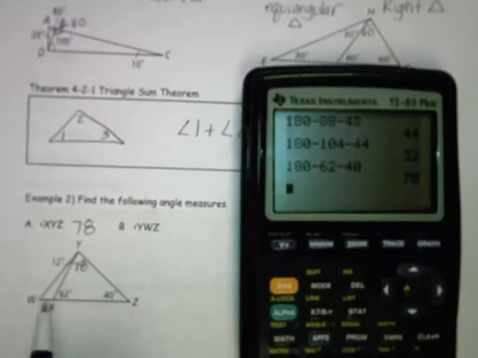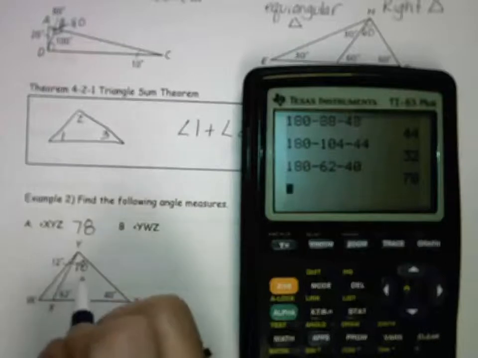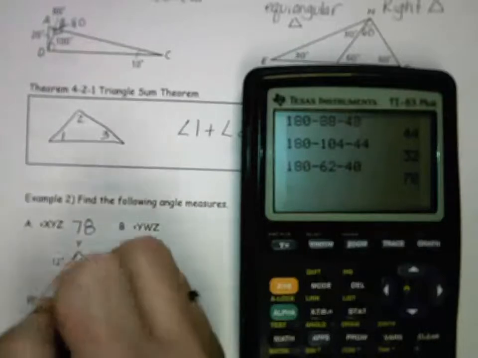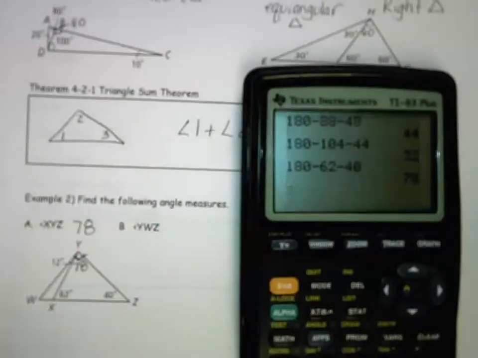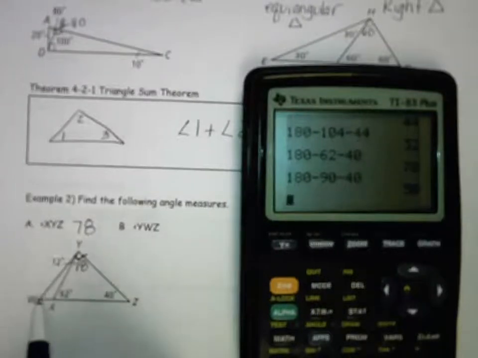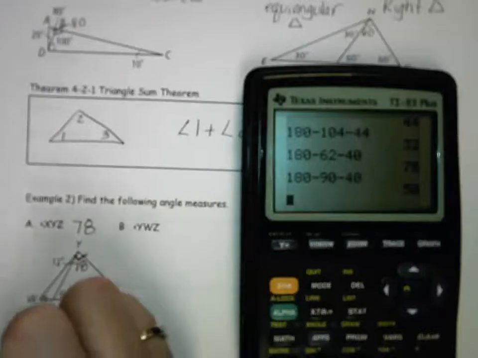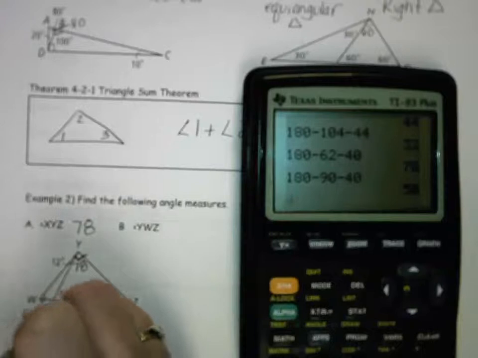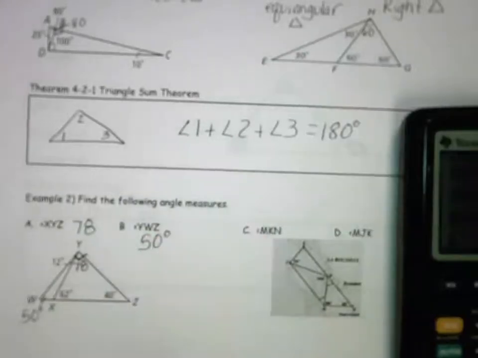Angle YWZ, this time I'm going to use the big triangle. 78 plus 12 is 90, so that makes that a right angle. And if we do 180, this whole triangle here is 180 minus 90 minus 40, that makes this angle right here 50 degrees.